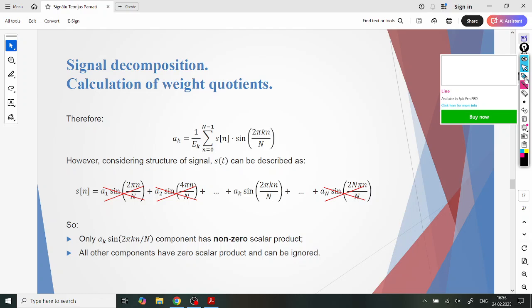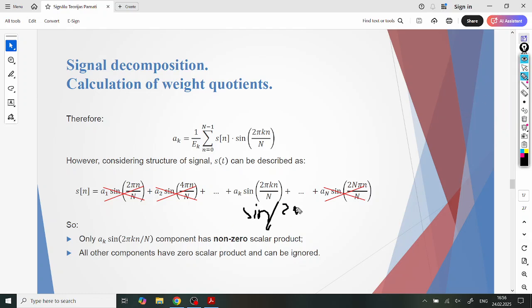this component, which is sin of 2p and k versus n. So if they don't match, then their product is 0. If they do match, their product is energy A, like per definition of orthogonal components. And that's why we specifically want to decompose into a set of orthogonal components. That's what we start with.